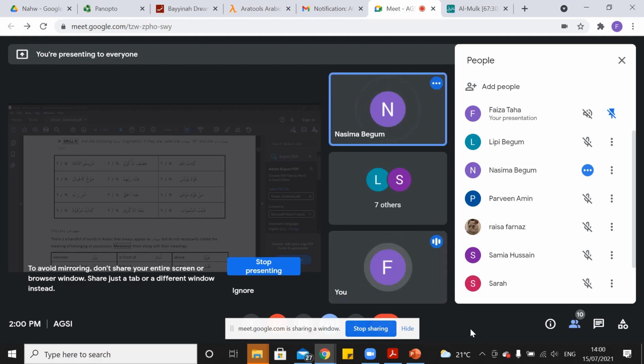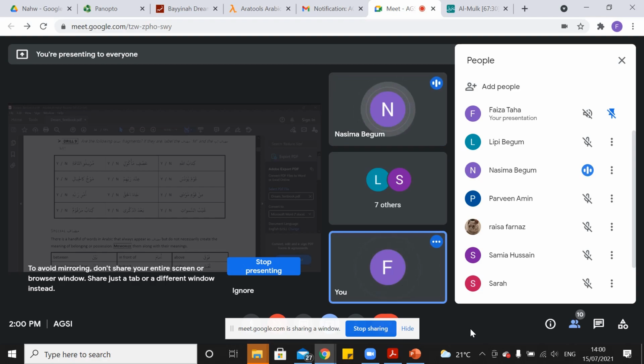Mursilun is followed by Naqati, which is jar. That's why it is a mudaf. Idafah fragment, yes, good.